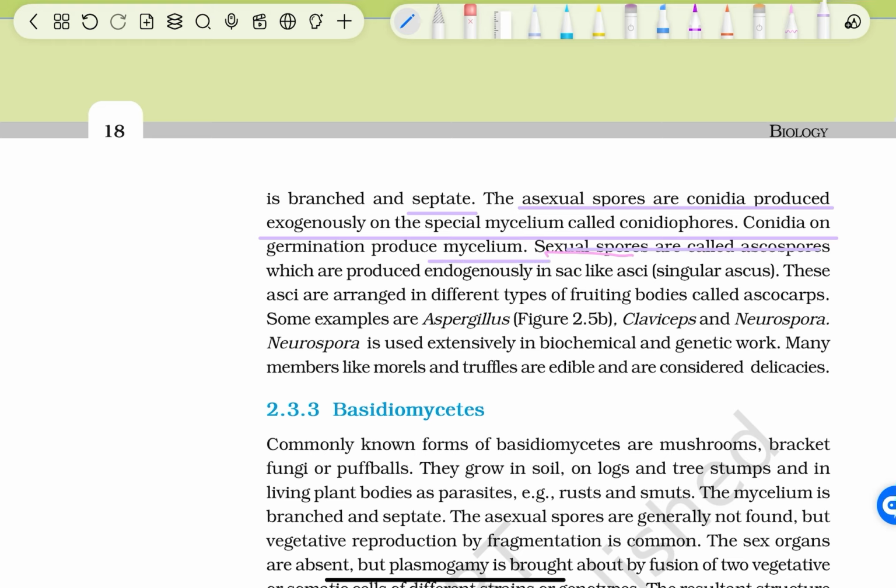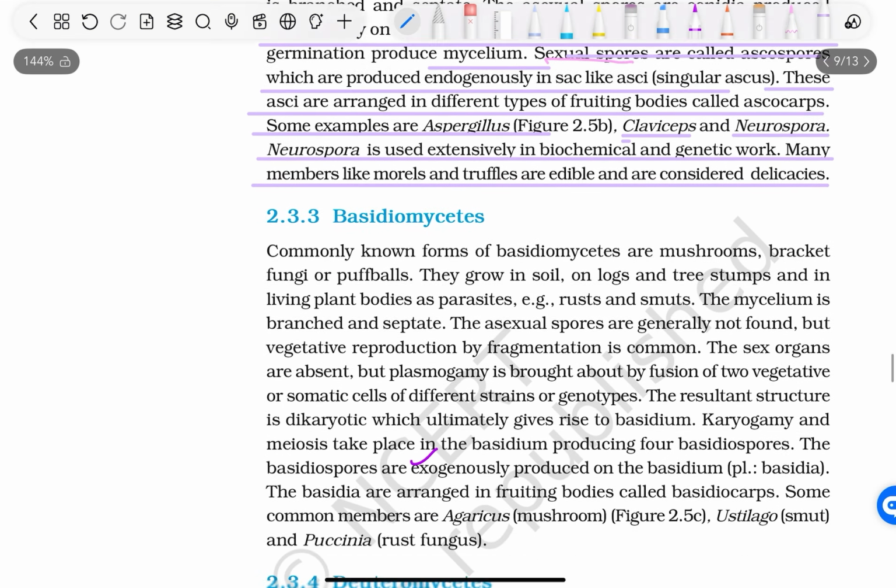Sexual spores are called ascospores, which are produced endogenously in sac-like asci, singular ascus. These asci are arranged in different types of fruiting bodies called ascocarps. Some examples are Aspergillus, Claviceps and Neurospora. Neurospora is used extensively in biochemical and genetic work. Many members like morels and truffles are edible and are considered delicacies.